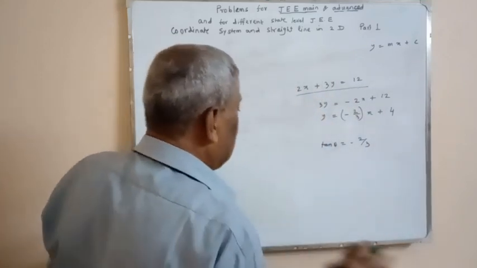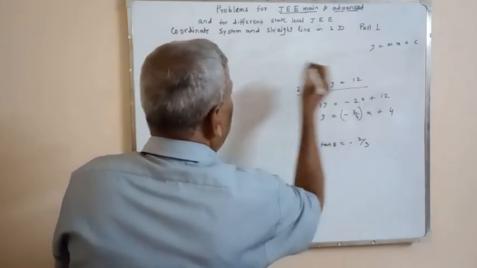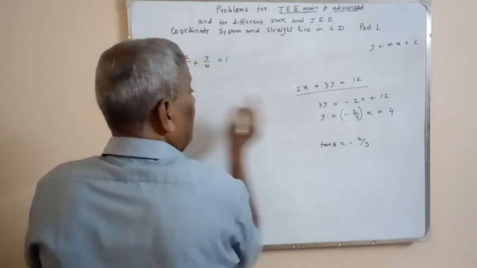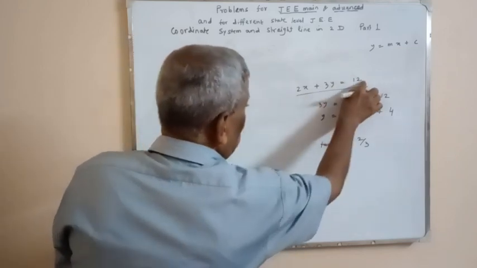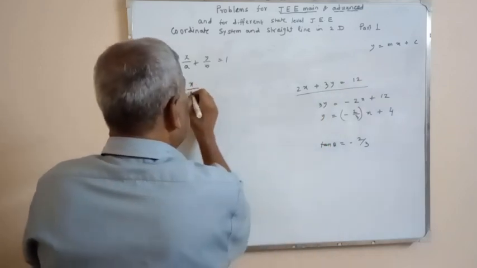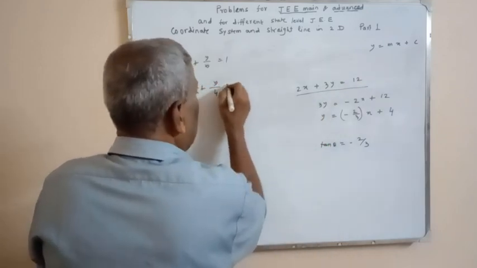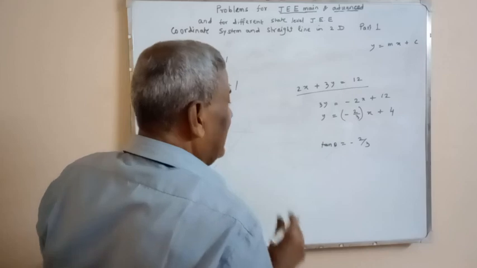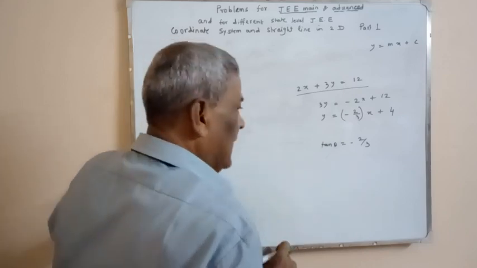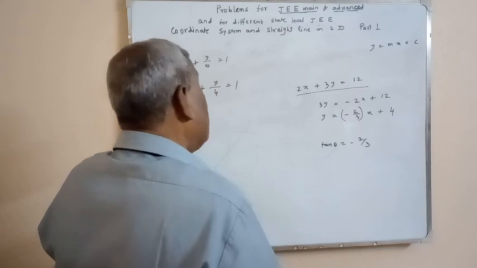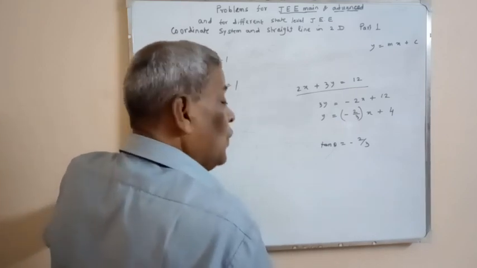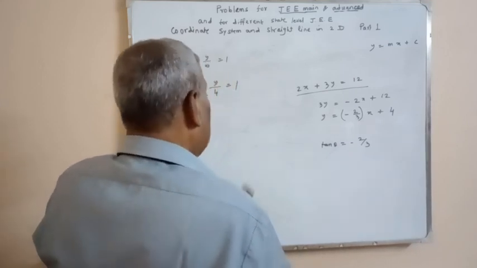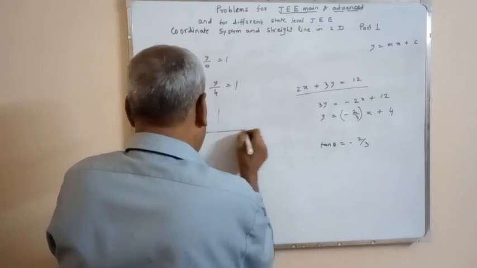If the question is to draw the straight line, you try to make it to intercept form. Intercept form is x by a plus y by b is equal to 1. That is, right hand side is 1. So divide by 12, x by 6 plus y by 4 is equal to 1. So it is very clear that it makes an intercept of 6 unit positive on x-axis, and 4 unit positive on y-axis. So now very easily you can draw it.